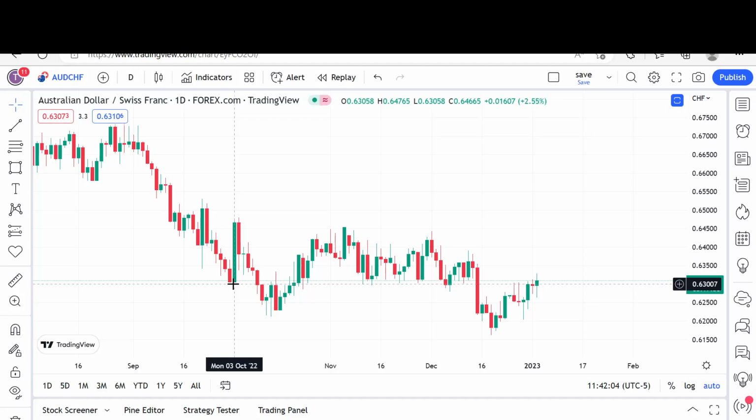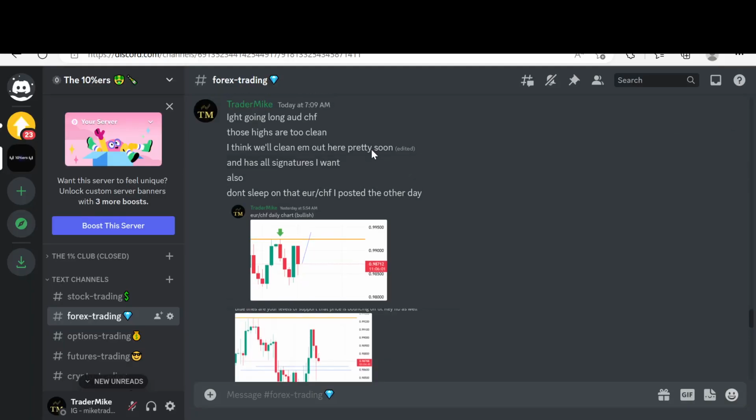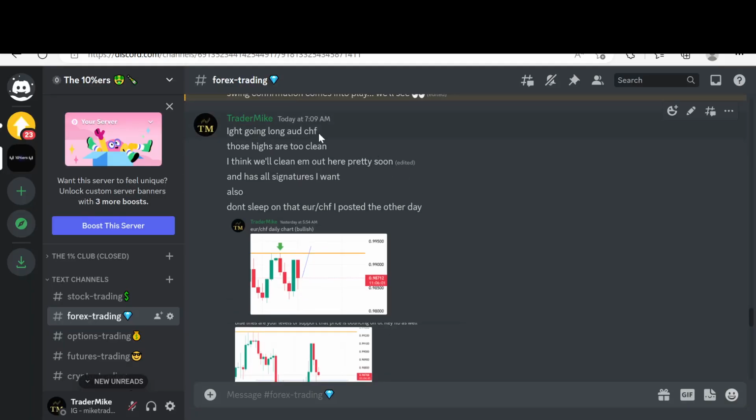Alrighty, so I'm going to go over this AudChf trade from this morning that I posted in my free Discord chat. You see right here, I said, all right, going long AudChf. Those highs are too clean. I think we'll clean them out here pretty soon. It has all the signatures I want, which we'll go over here in a second.